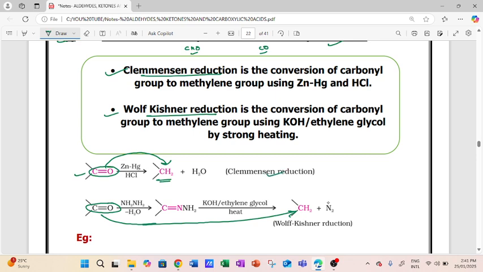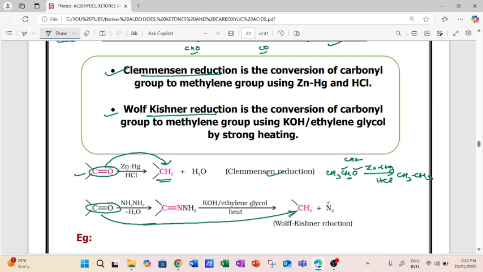We use a reducing agent such as zinc amalgam and HCl. For example, CH3CHO, ethanal, undergoes reduction in the presence of zinc amalgam and HCl. This carbon and this oxygen will change to CH2. After that, CH2 and this H change to CH3. So the second carbon becomes CH3, and the first carbon is already CH3. It means ethanal changes to ethane.